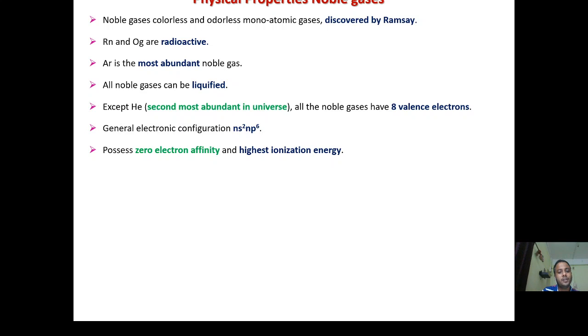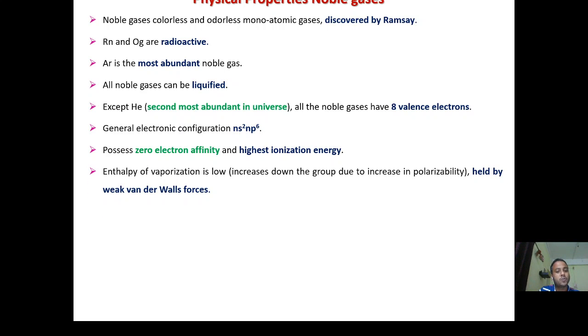Why zero electron affinity? Because its shell is completely filled, so it is reluctant to receive any more electrons in its shell. Similarly, why highest ionization energy? Because of the completely filled shell, these electrons are tightly held to the nucleus, and that is why it is difficult to remove them.